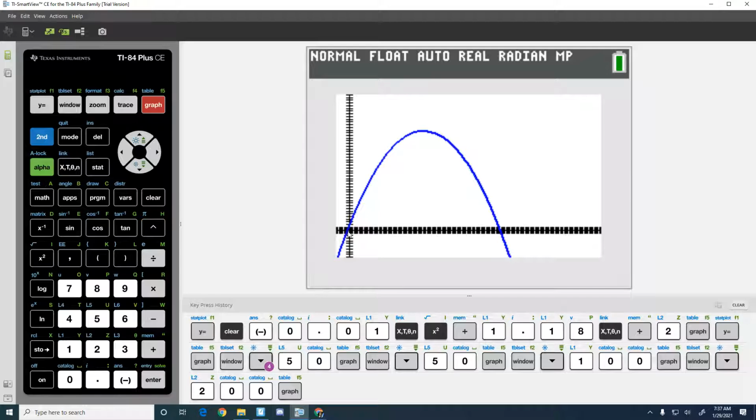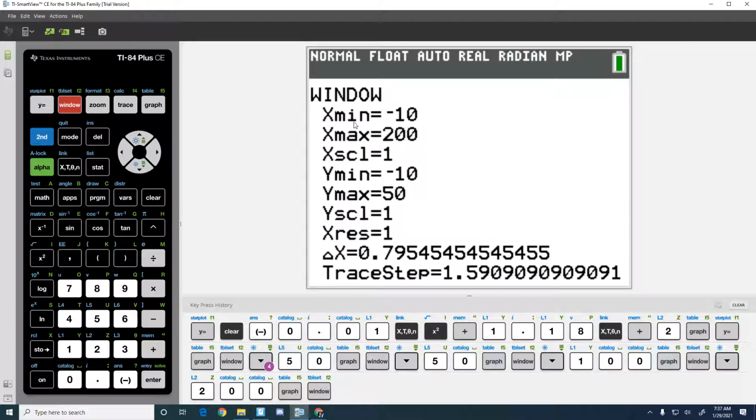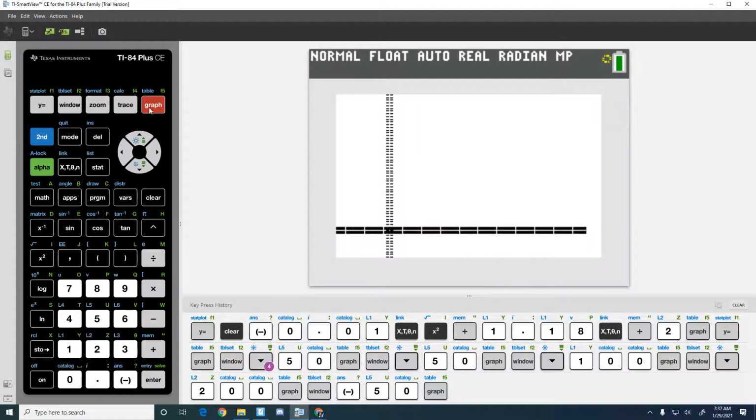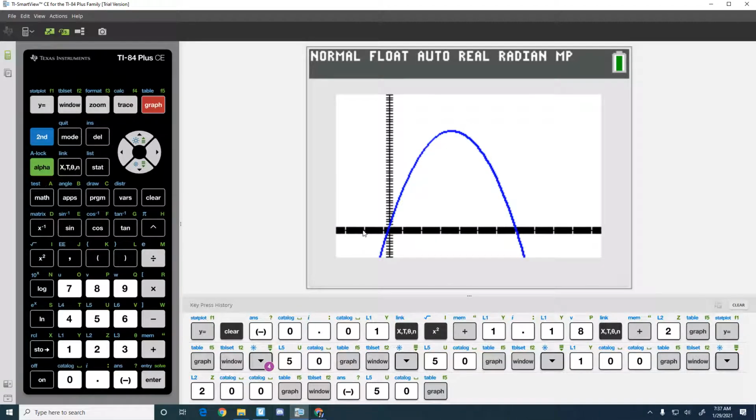So like, see how this x-intercept is really close to the left edge of the screen? Maybe I want to change that so I can make my x min, instead of negative 10, maybe make that negative 50. And there, see how that kind of pushed this over to the right more? So that works a little bit better.